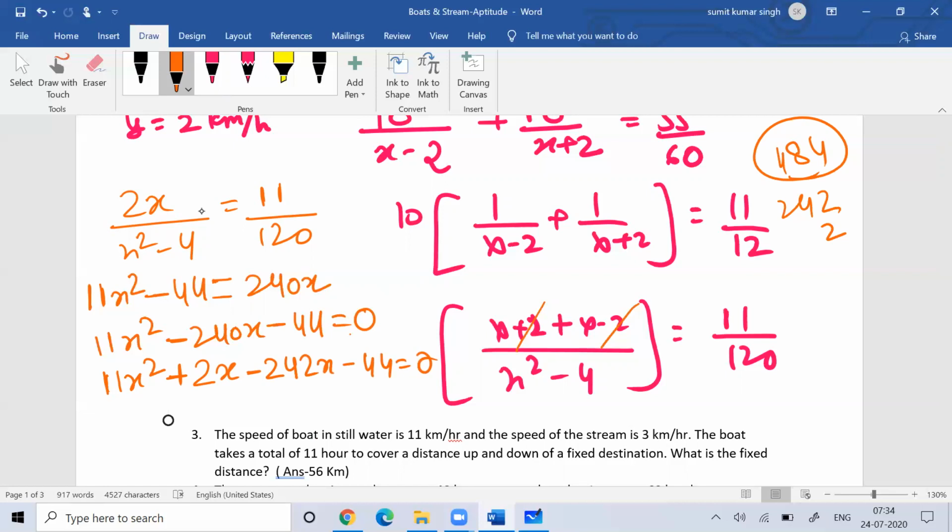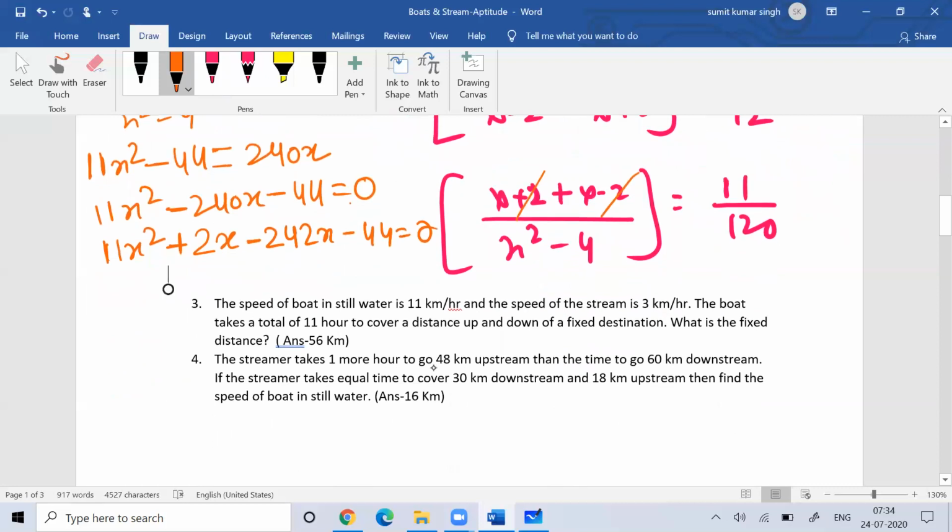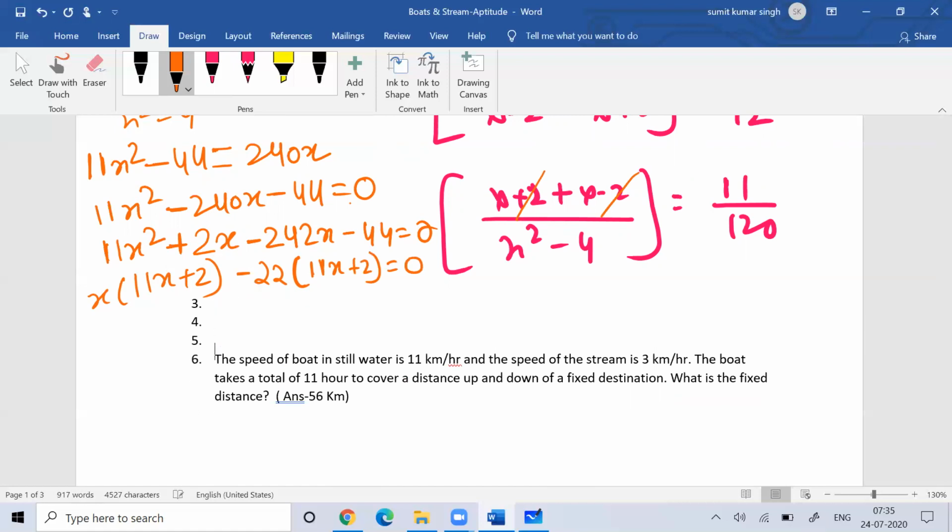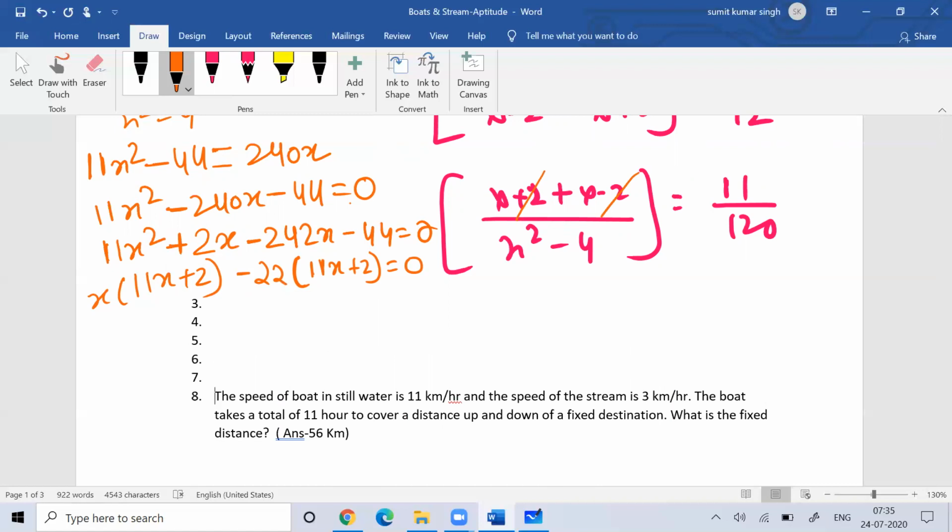So if you solve this, here you can take x common, so you'll get 11x plus 2, and minus 44 common. So 22 would be common here, with 11x plus 2 equal to 0. So you will get two equations here.